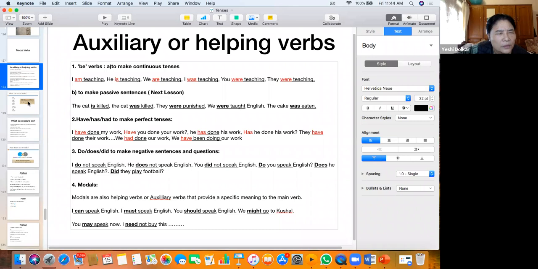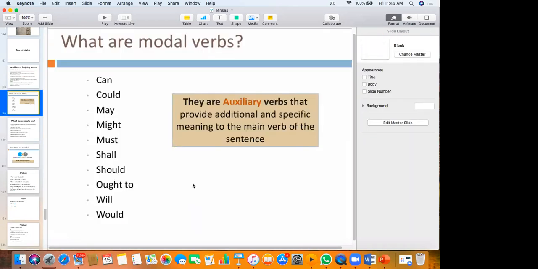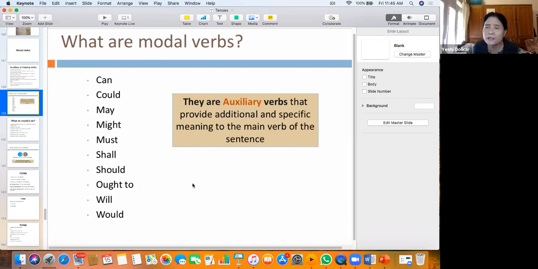Yes. So here we are. Okay. So these are called the modal verbs. Yeah, so they are helping verbs. Helping verbs. They're also called auxiliary.